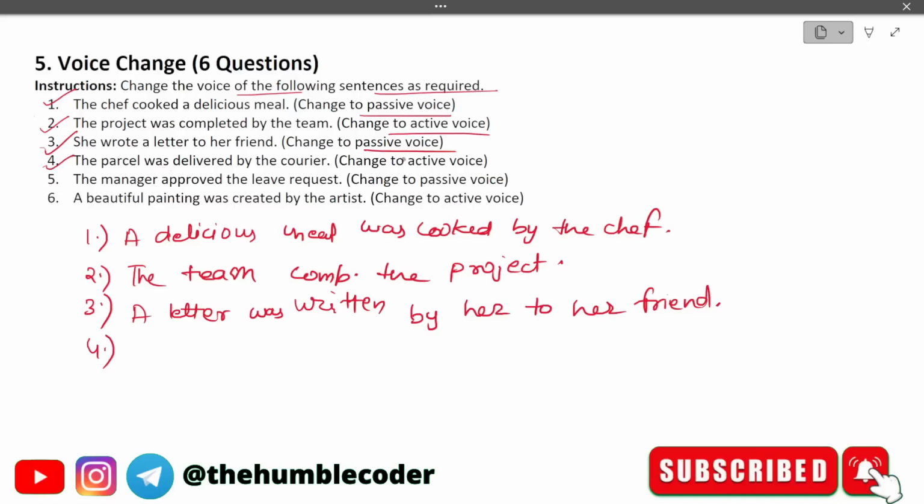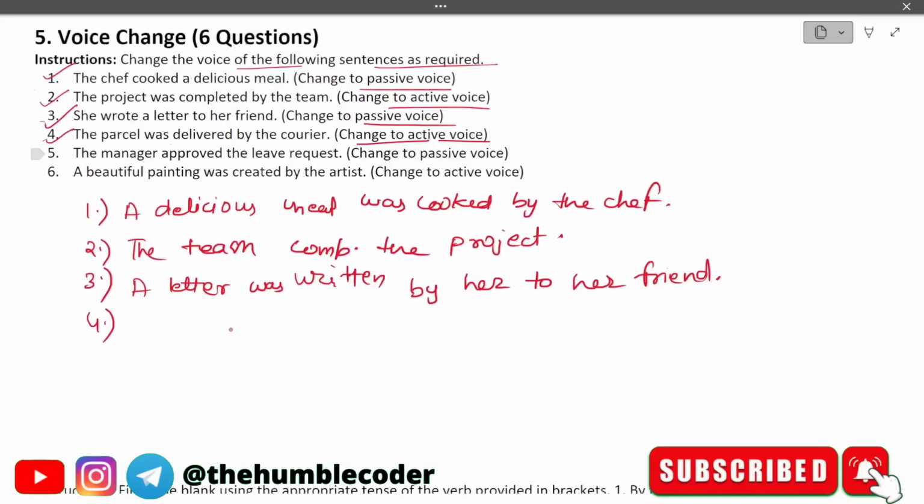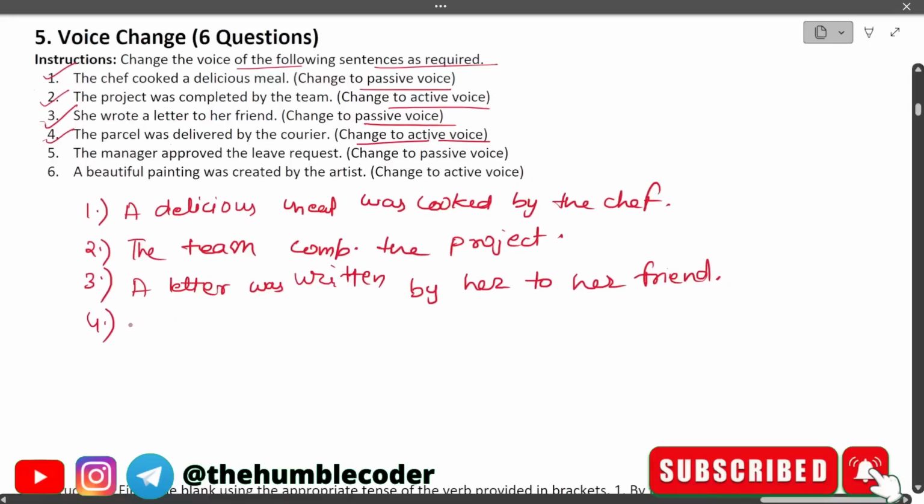The parcel was delivered by the courier, and we need to change this to active voice. Okay, let's see what is going to be the answer for this question. Pardon my handwriting, I am just writing very quickly. So the correct answer for this is going to be: the courier delivered the parcel. Okay, the courier delivered the parcel.